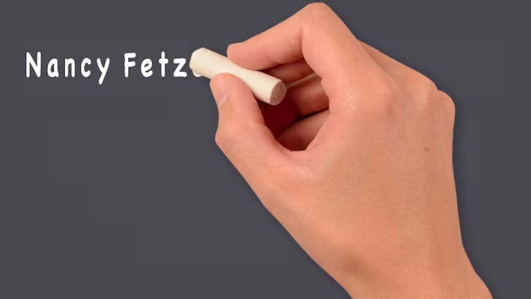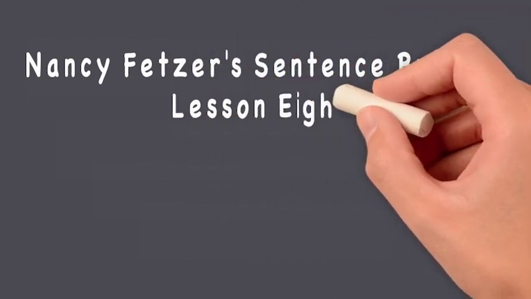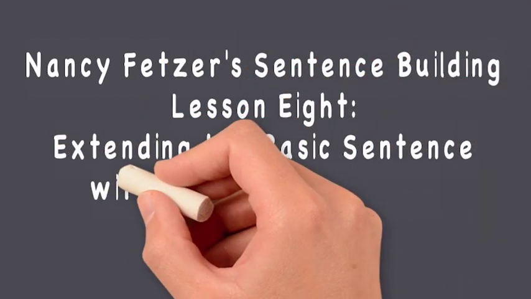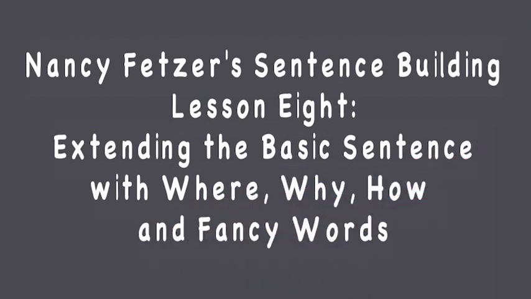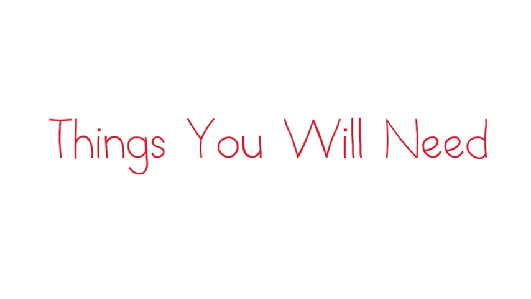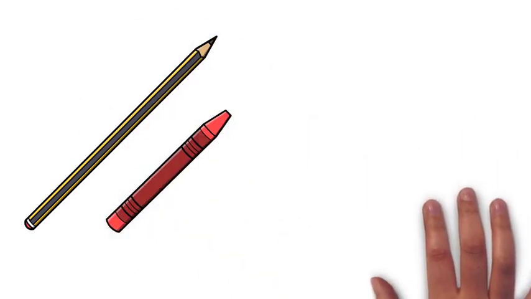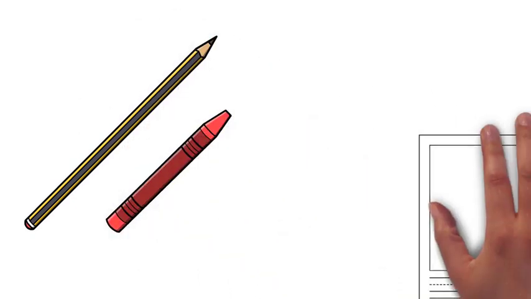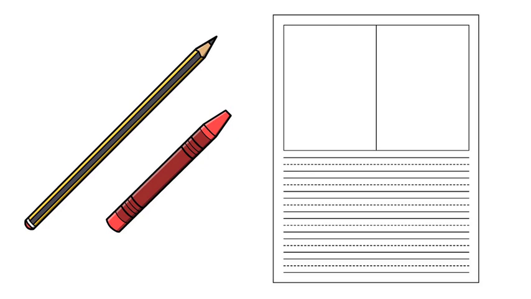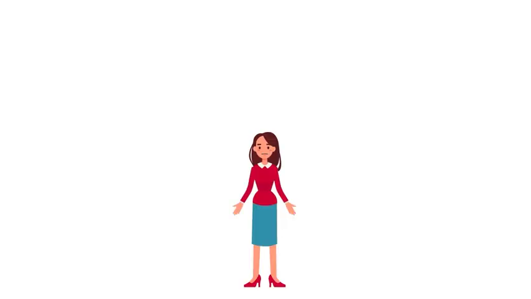Nancy Fetzer's Sentence Building, Lesson 8, Extending the Basic Sentence with where, why, how, and fancy words. These are the things that you will need: a pencil, a red crayon, and your basic sentence organizer number 2. We are ready to begin.